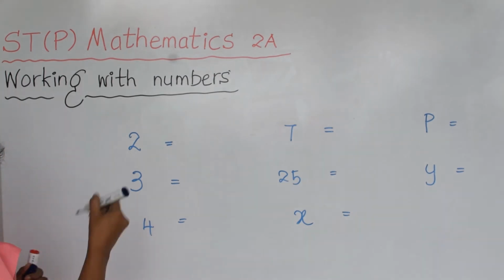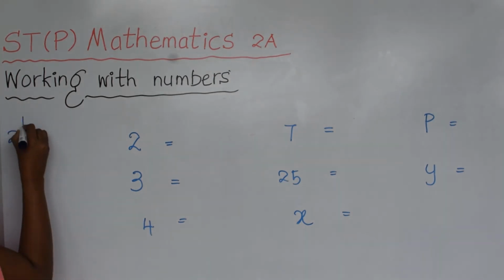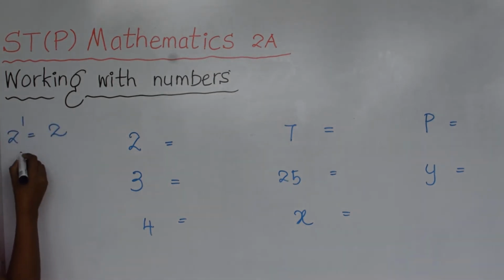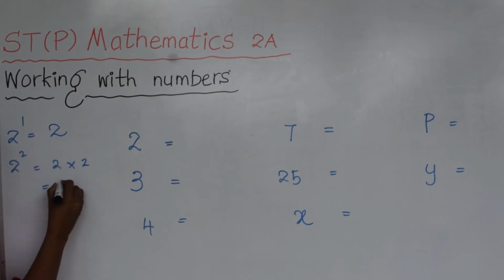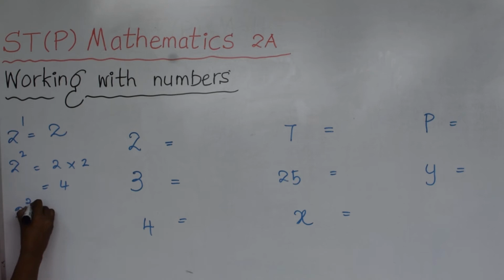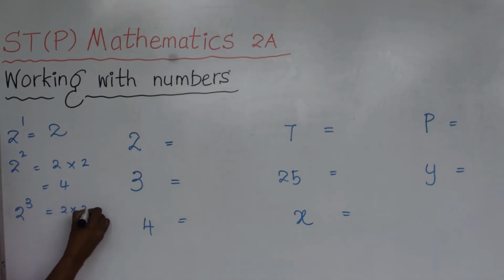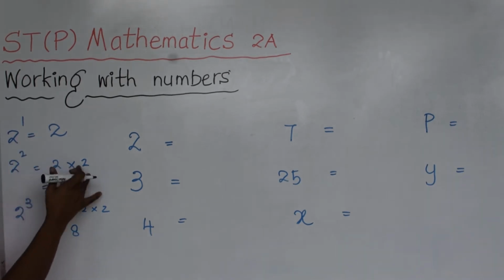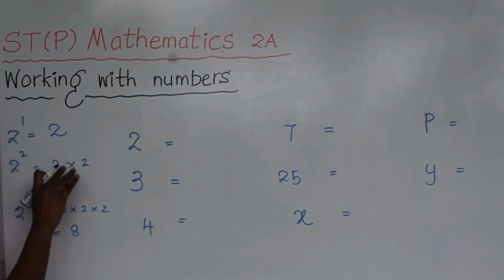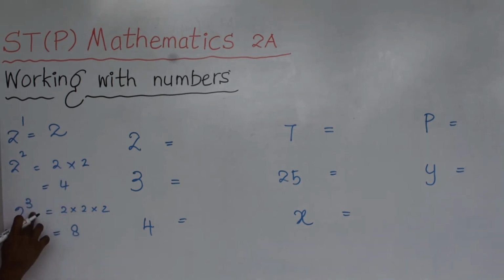Now you know 2 to the power 1 is 2, right? 2 to the power 2 is 2 times 2, it is 4. 2 to the power 3 is 2 times 2 times 2, it is 8. So that is how we saw. According to the index, you multiply. Here index is 2, so you multiply 2 times. Index is 3, so you multiply it 3 times.